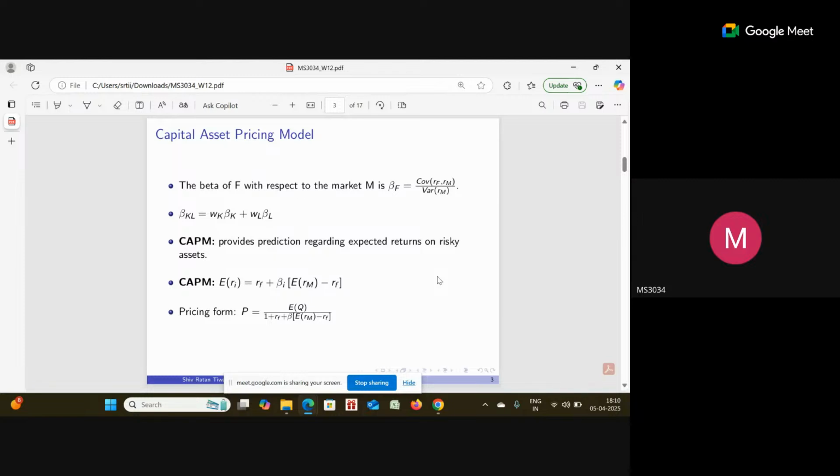Also, there is an example in the lecture where two firms get merged into one. Earlier they have different betas, and in the final merged firm they have different weightage. So you can take the weighted average and get the overall beta of the merged firm also.